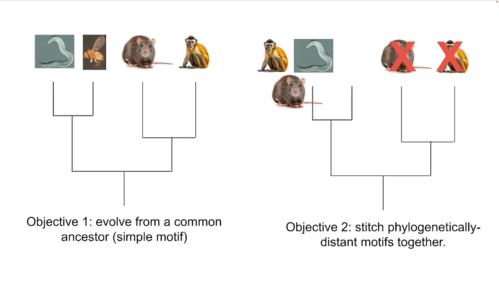But what we're doing here is we're putting together a neural circuit where we combine elements of the worm architecture with the primate architecture with the mouse architecture. And they're all in the same structure, or all in the same agent. So we're stitching phylogenetically distant motifs together into a functional whole.